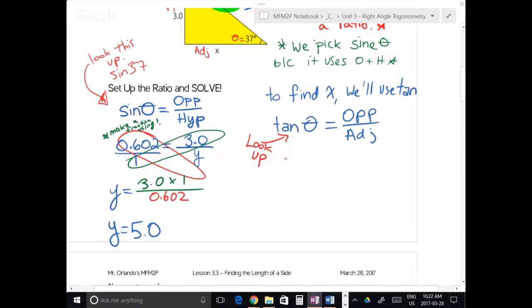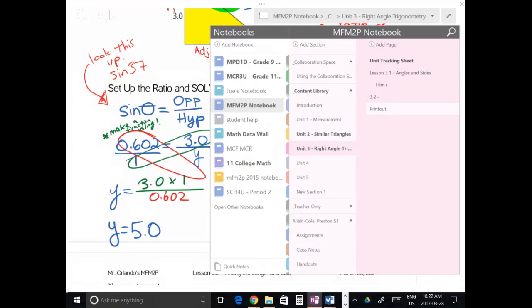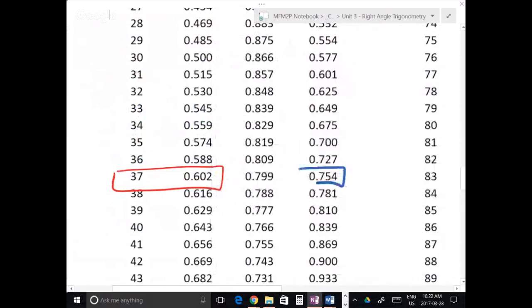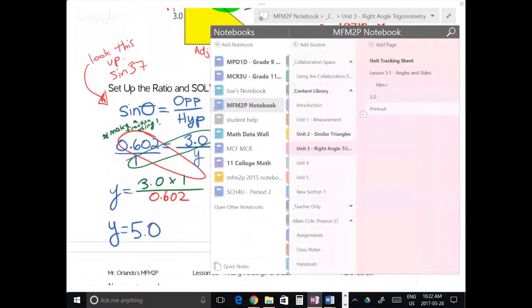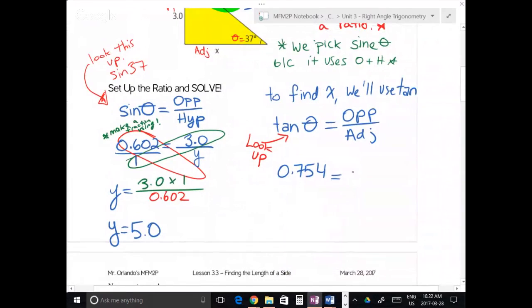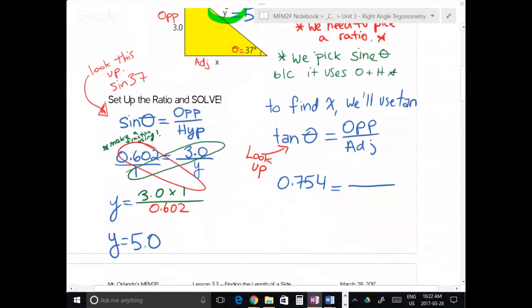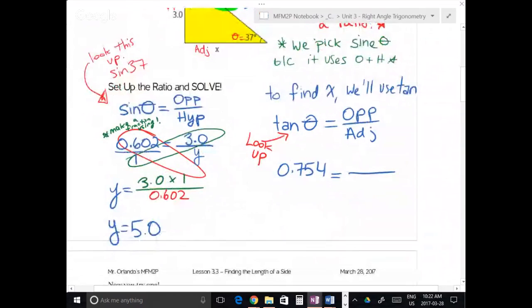0.754? Okay, let's take a look. 0.754, and the way you found that was we took our theta, which is 37, and you looked on the table. And the tangent for that is 0.754. Good. So 0.754 equals what over what? Opposite over adjacent. What's the opposite? 3.0. And the adjacent is? X. Good. Now, I can't solve this question yet.